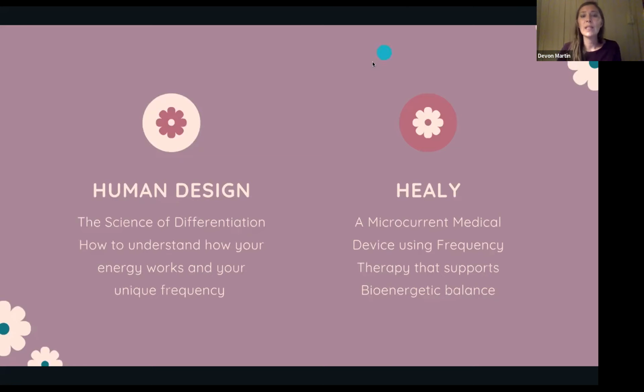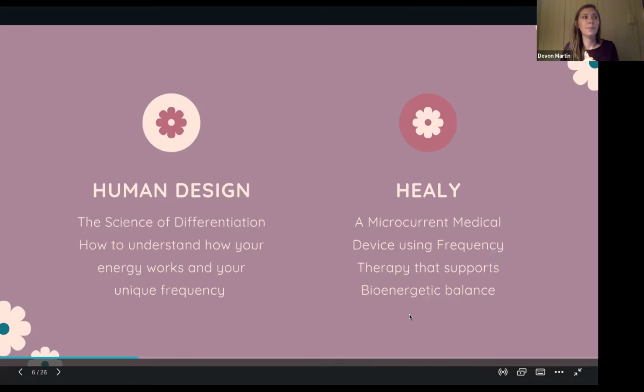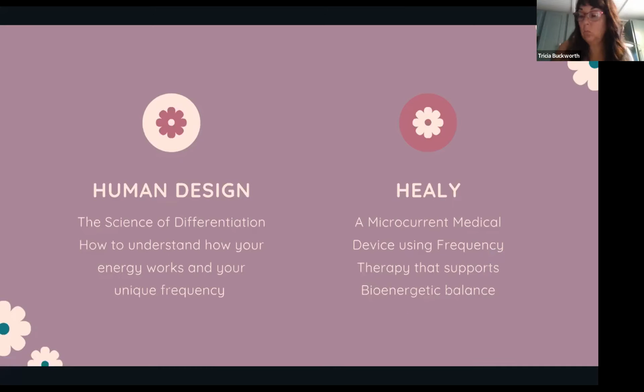So human design is the science of differentiation. It's how we understand how our unique energy works, how our frequency works. What do we transmit? What do we receive? How are we dancing around in life? And how do we work with the energy that we are born with instead of pushing up against resistance and trying to be what we're not? Now, Healy is a microcurrent medical device using frequency therapy to support that bioenergetic balance. So as we go through different things in human design, can everybody mute, please? When we go through different elements of human design, I'll recommend some Healy programs that can support your frequency with that.